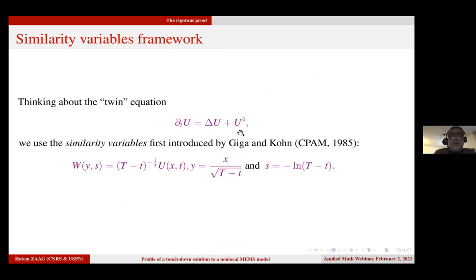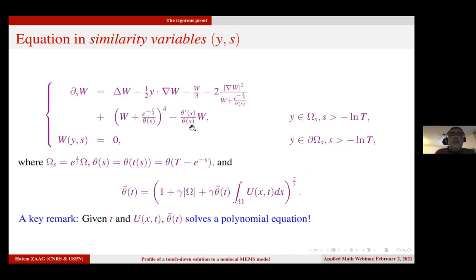And in this framework, we have a machinery which uses similarity variables, first introduced by Giga and Kohn. So I make this change of variables. In fact, I want u to go to infinity when I multiply by this guy. Here there is a mistake. This should be +1. I expect W to be bounded. This is also a slow time to the singularity, and this is a zoom near the origin, near the place where we will have singularity, and it's a zoom in parabolic style because I have square root of capital T minus T. This is the equation in similarity variables. I write it like that.